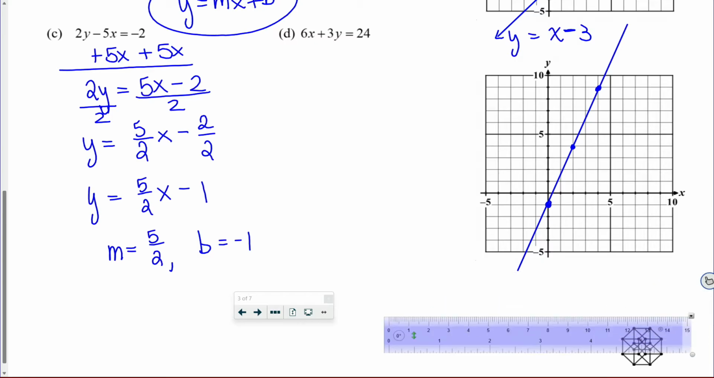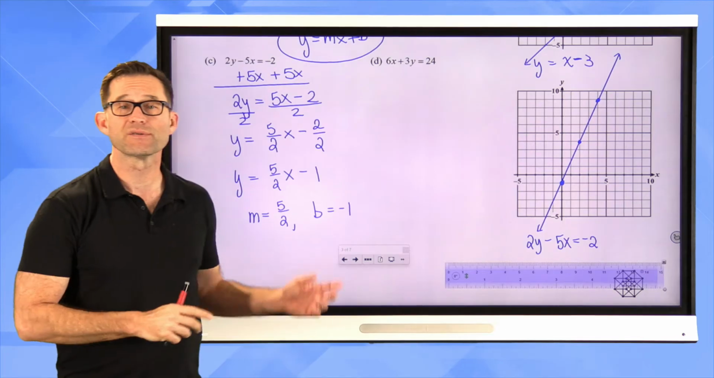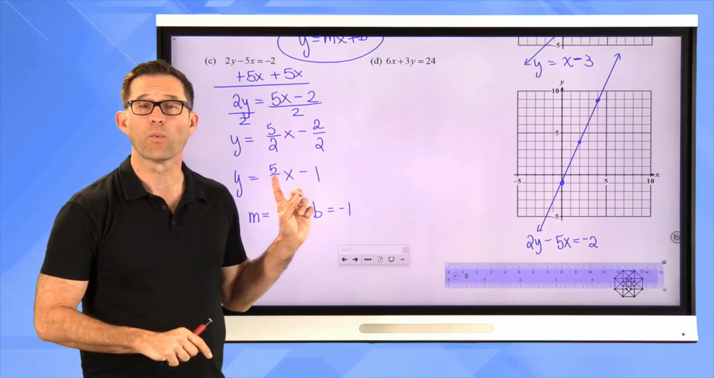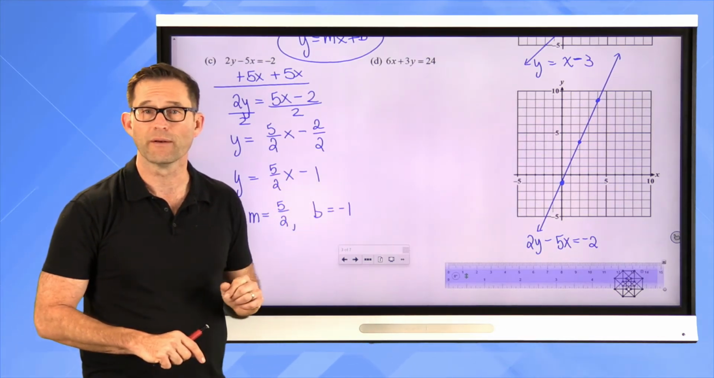Now some students will ask, understandably, should I label it with the original equation or the one I just came up with? And the answer is it doesn't matter. You can do either one of them. I tend to label it with the original equation, so 2y minus 5x equals negative 2, but it's also completely okay with you to label it as y equals 5 halves x minus 1.